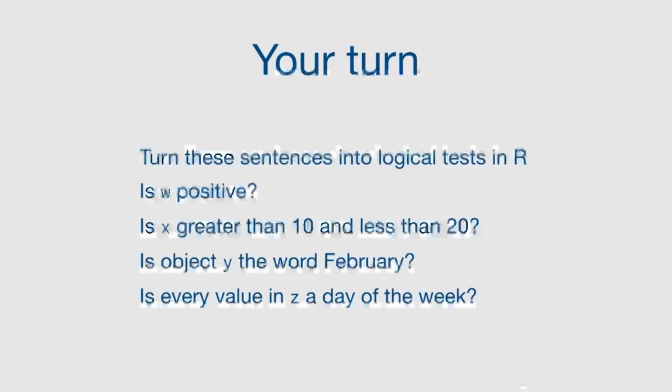Here's what I'm talking about. Each of these sentences is an English way of saying a logical comparison. For example, you might say, is W positive? But you can convert that sentence to R code now. You could write the R test that tests whether W is in fact positive. And that's what I'd like you to do. Go through each of these sentences and use R's logical operators and Boolean operators to try to convert the sentence from English into R. As you do this, press the pause button so you have time to work on these things, and then when you're ready to resume, press play.